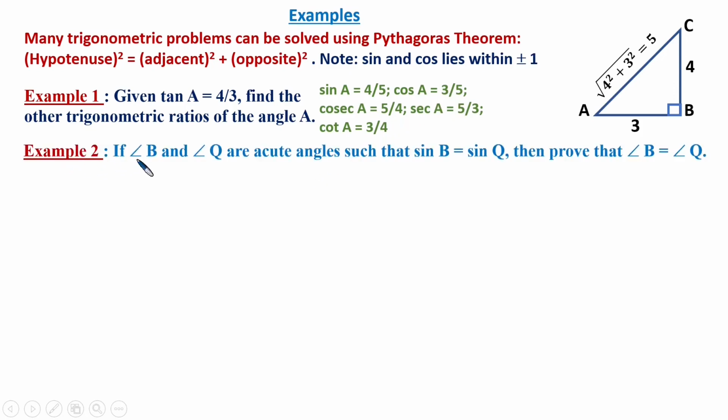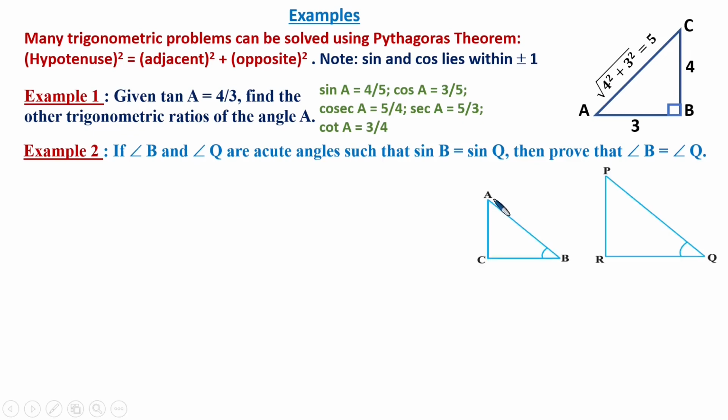Now example 2. If angle B and angle Q are acute angles such that sine B is equal to sine Q, then prove that angle B is equal to angle Q. This looks very obvious, but anyway, we should prove it. Maybe we should invoke the similarity condition and prove it.